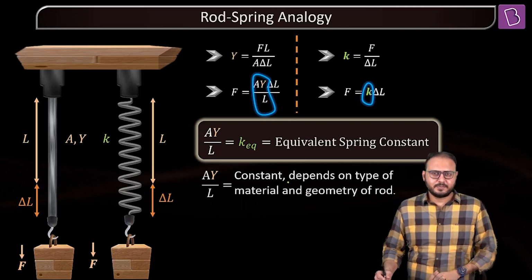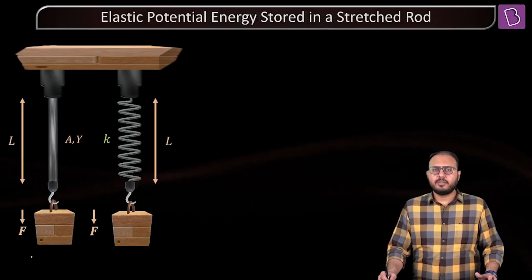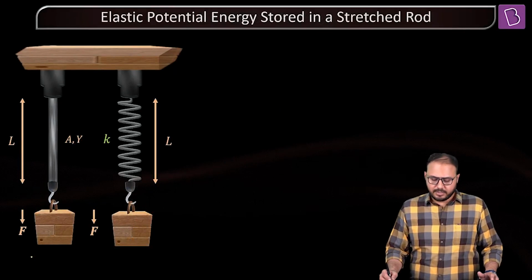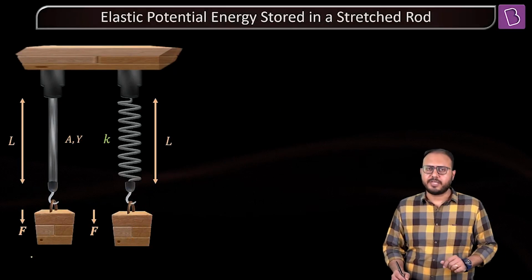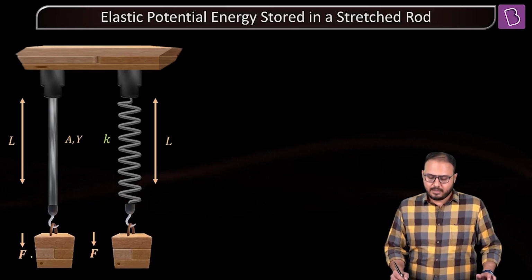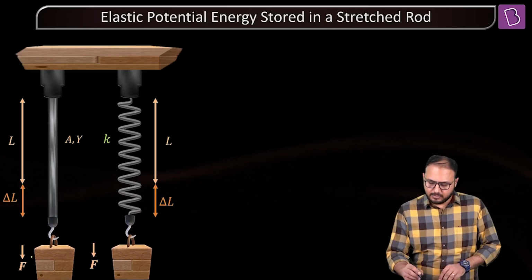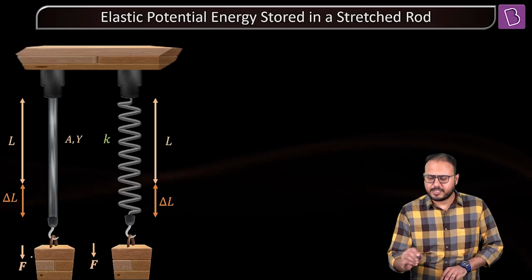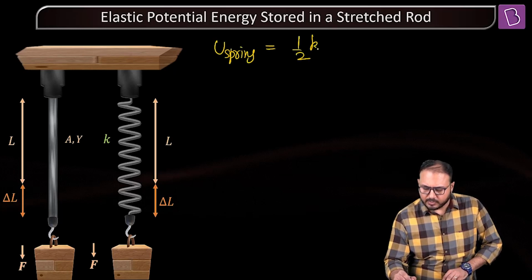Let's go. So basically, I have to find out the elastic potential energy in a stretched rod, where the symbols have the usual meaning. What are the symbols? The symbols are Y, A, delta L, and L. So what's the parallelism? Very simple. The parallelism is that U of the spring will be equal to half kx squared.